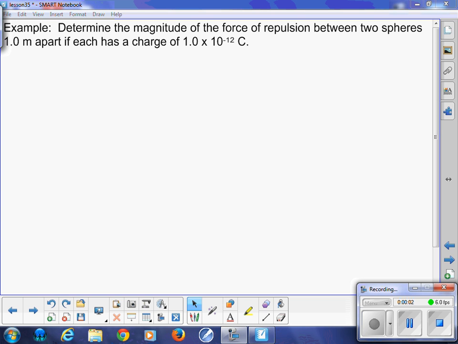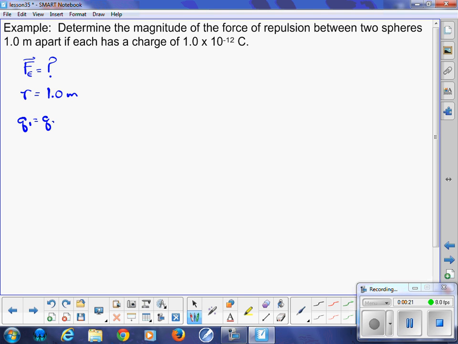All right, so moving along here, the example: determine the magnitude of the force. So again, doing a bit of decoding here, magnitude of force. So we are looking for force, it's our unknown, between two spheres 1 meter apart, so we know the radius, and equal charges. So Q1 equals Q2, which is 1 times 10 to the negative 12 coulombs. So we're just applying Coulomb's law. Fe equals k Q1 Q2 over r squared, don't forget my k.